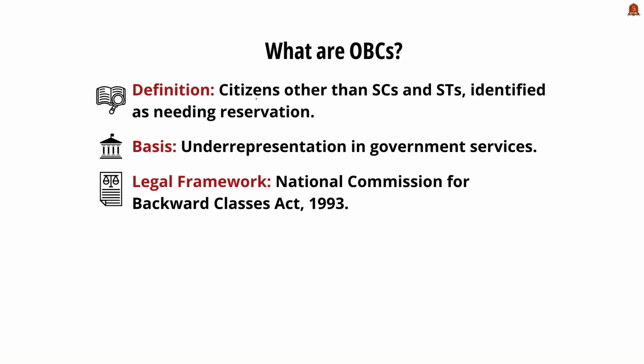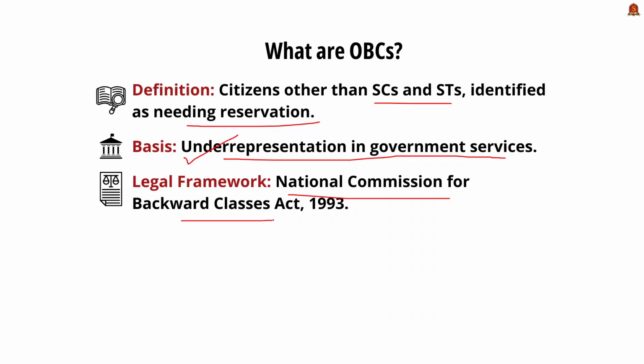Firstly, who are OBCs? Other than SC/ST classification, the people who are socially and educationally backward and who need a reservation. This is based on the underrepresentation in government services. So this is the base for classifying OBC. The National Commission for Backward Classes in 1993 has created a separate category called OBC for reservation.